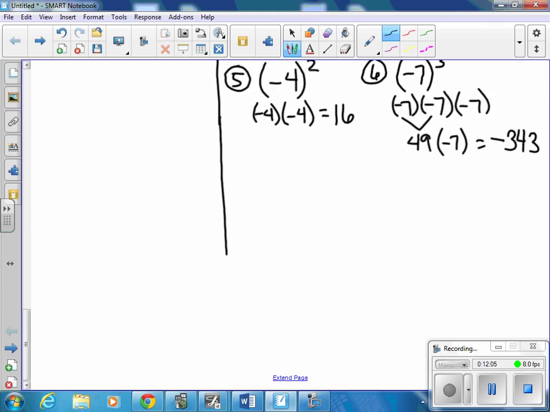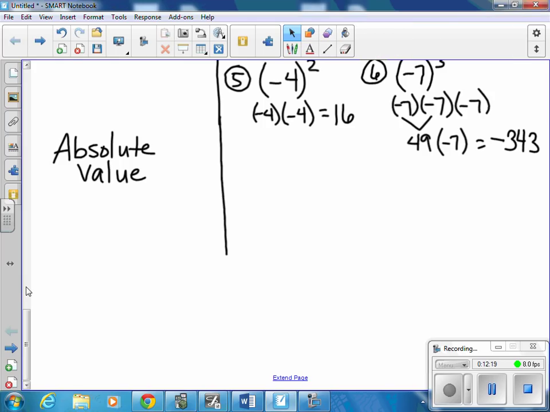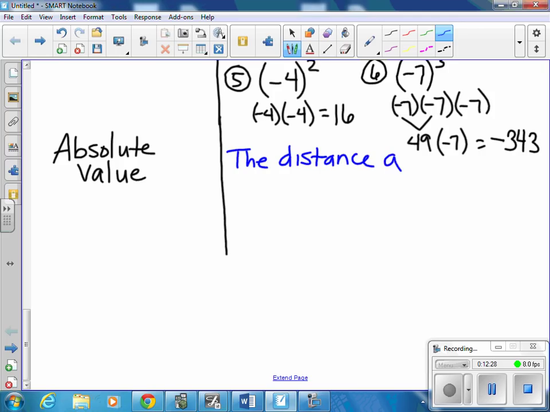Then the last section we're going to take a look at and deal with that pertains to integers is anything that pertains to absolute value. Now with absolute value, there's an actual definition behind this. In your actual definition for absolute value, many of you probably have it memorized by now, but if not, this is something you need to learn. Absolute value is the distance a number is from 0 on a number line.